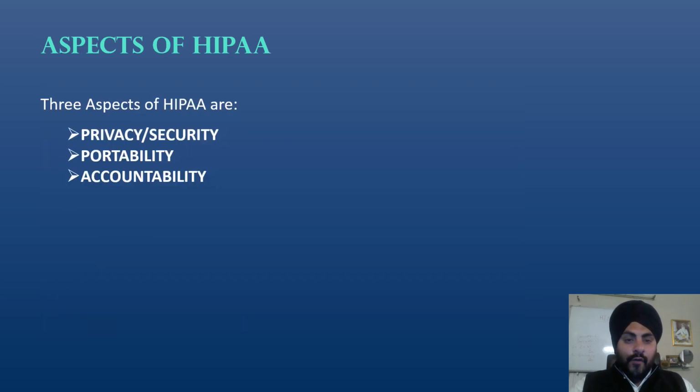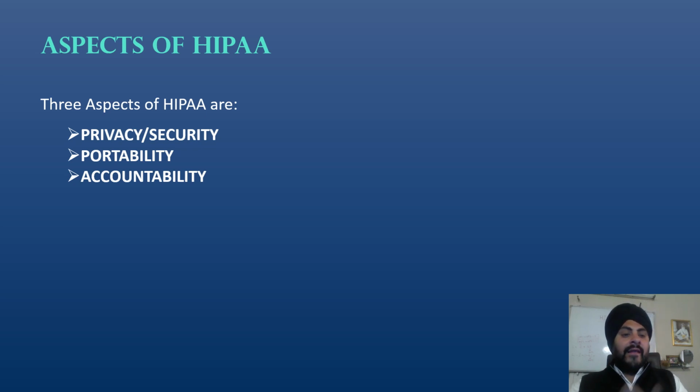What are the aspects of HIPAA? Before that, where is HIPAA being used? It is being used with the business associates, hospitals, nursing homes, individuals, and of course the projects we are working on, like product certification and the services we are providing.